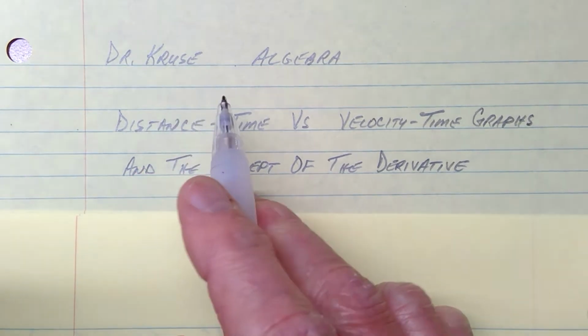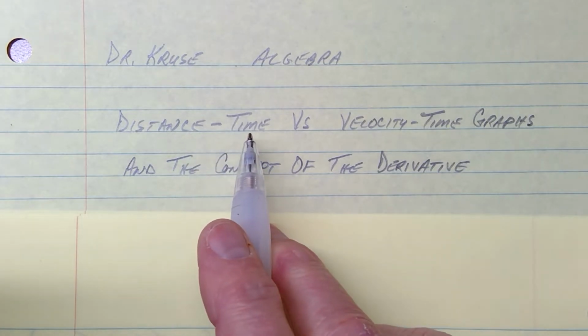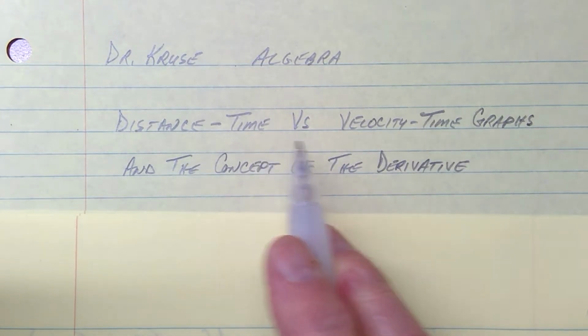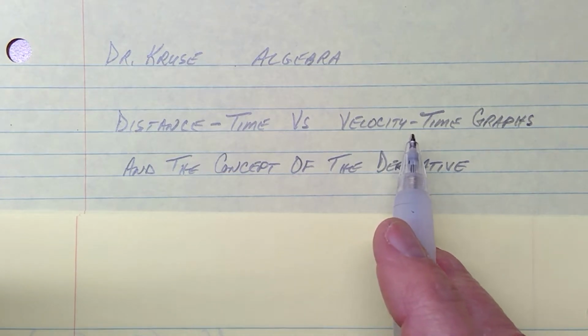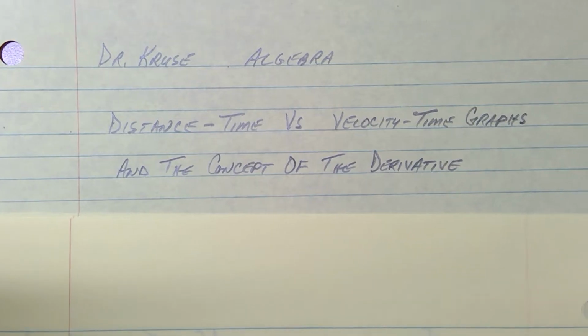Hey guys, Dr. Kruse, teaching a little algebra here. I want to go over distance versus time graphs versus velocity versus time graphs. These two are related. I want to take a look at those. And I also want to introduce the concept of the derivative.